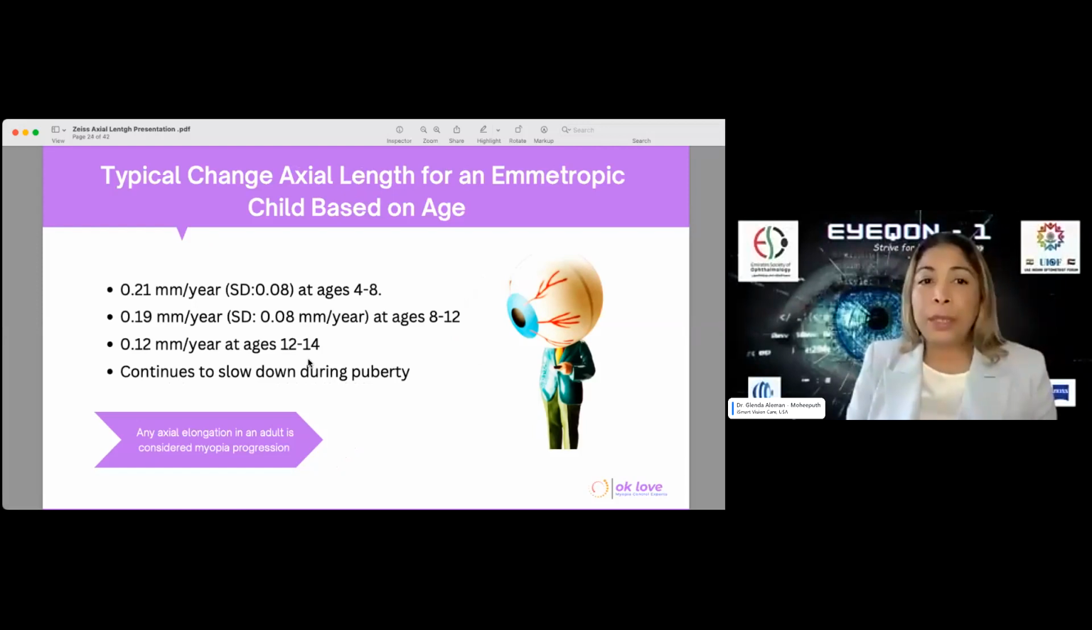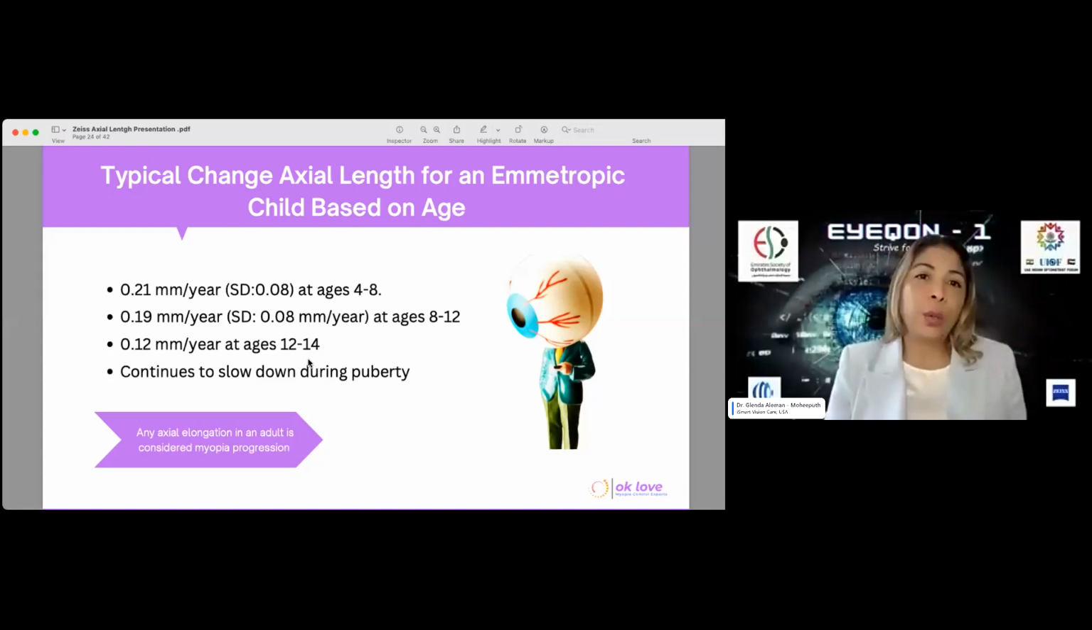Another great piece of information that we need in order to be efficient at interpreting the axial lengths we get from our patients is to understand the typical change for an emmetropic child. So this is for a child who doesn't have any myopia. I shouldn't say normal, all our kids are beautiful and normal, I mean emmetropic. Between 4 and 6 years old, you can see that they change a little bit faster. This is not meant for you to memorize these numbers, but to understand the bigger picture, which is that children progress a lot faster when they're younger than when they get older.